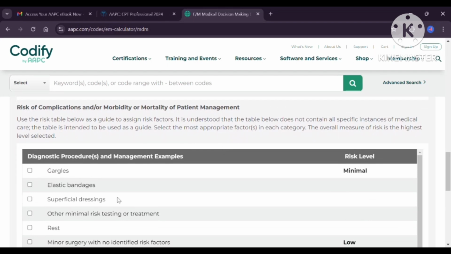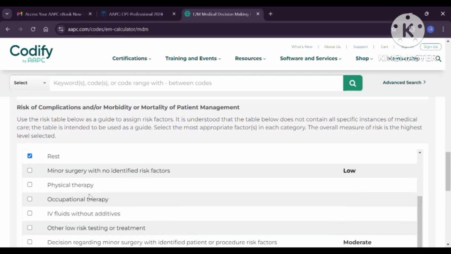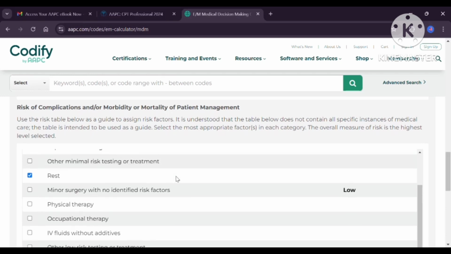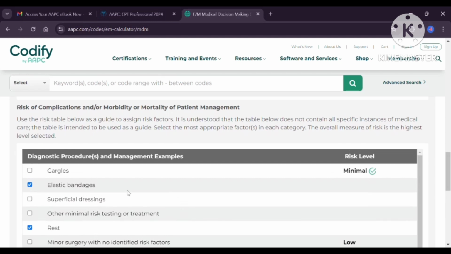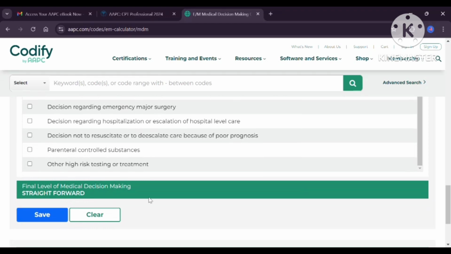For this patient, I am just going to give an elastic bandage. I'm not doing anything else, and advise the patient to take some rest for 1 day. And if the problem is persisting, I'm requesting him to come for a review, and after that, if he needs, I will send him for a physiotherapy. So now at this moment, I'm not giving any physical therapy, nothing else. I'm just giving a bandage and the rest. So now for this condition, you can see at the end of the MDM table, they will show the level of MDM. So for this minimal problem, the MDM will be straightforward.